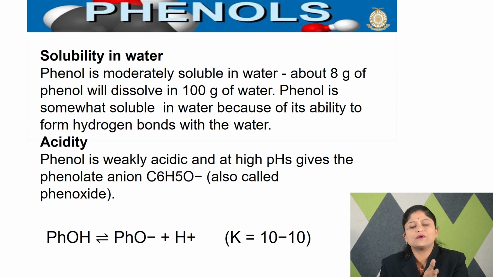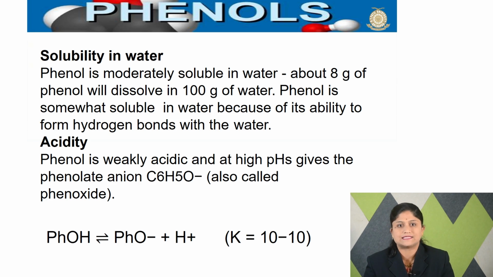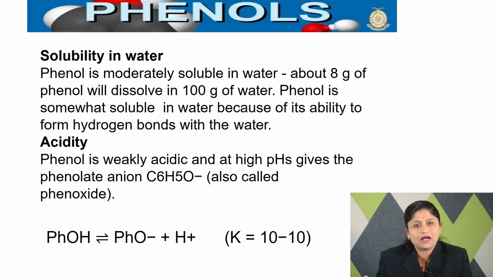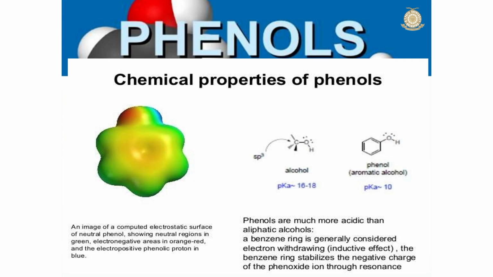After donation of the proton from the hydroxyl group in the aqueous medium, the ion formed from the phenol derivative is called the phenoxide ion. That means when phenol is dissolved in water, it produces an H plus ion plus an intermediate, unstable ionic compound, that is the phenoxide ion. Some of the chemical properties, we have discussed.